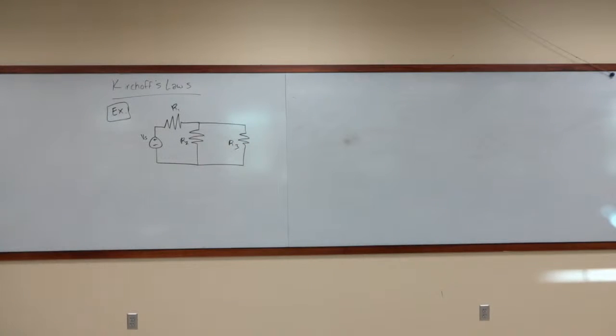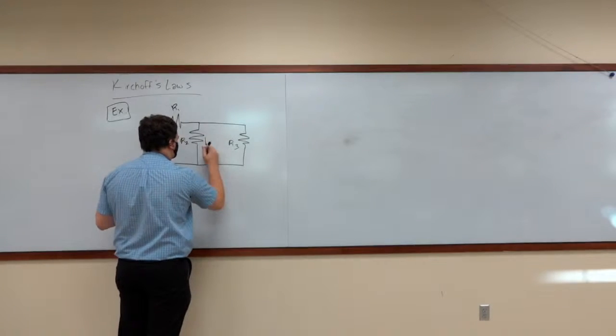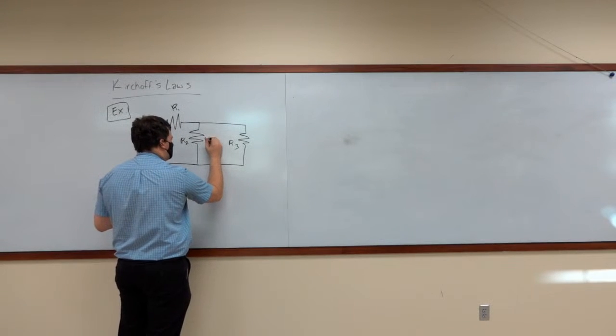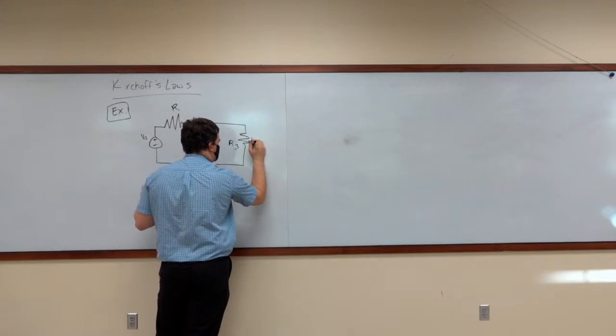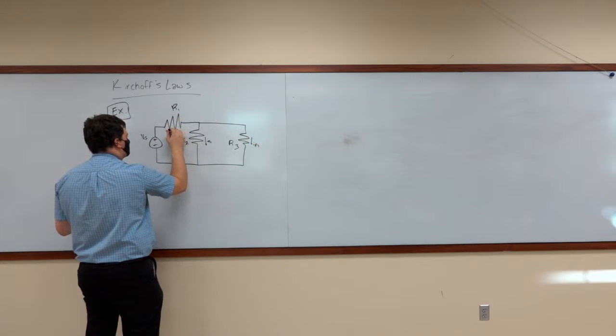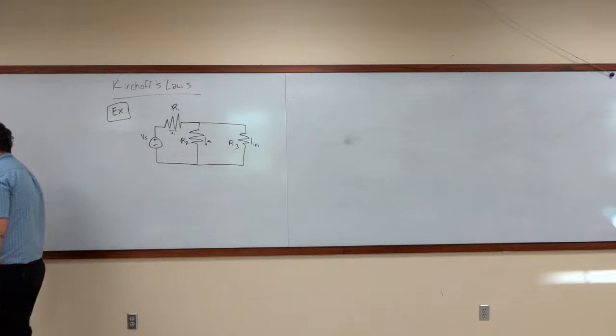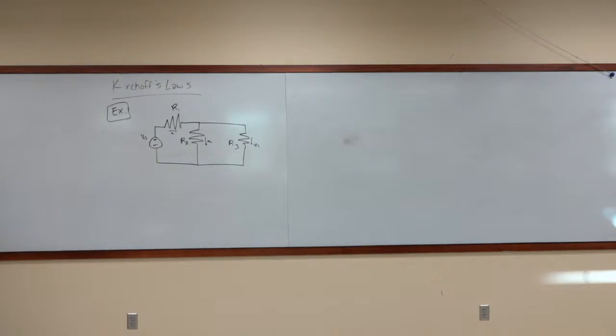A couple of scribbles on a board. Now, what we'll have is the current going through this component, we'll call this IR2. The current through this component, we'll call it IR3. The current through this component, we'll call it IR1. Now, I did draw the currents all in very specific directions.